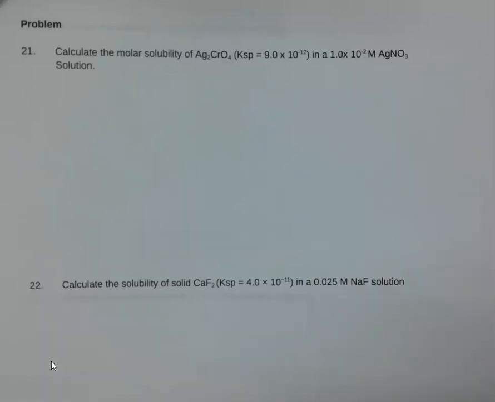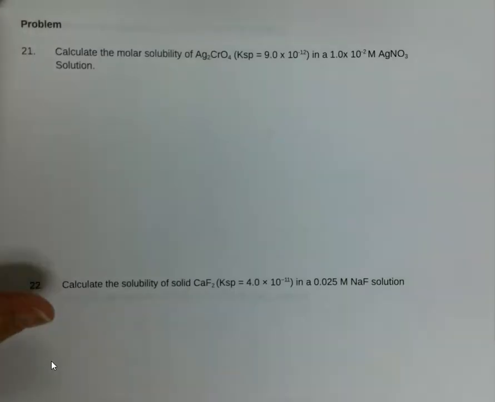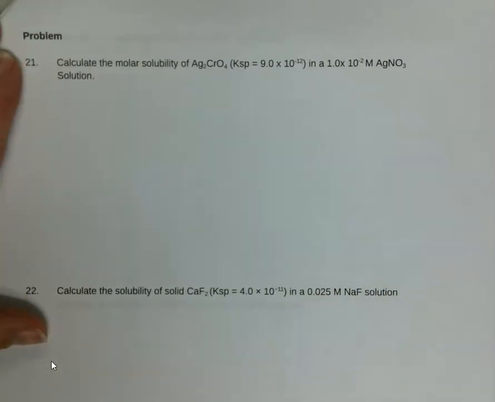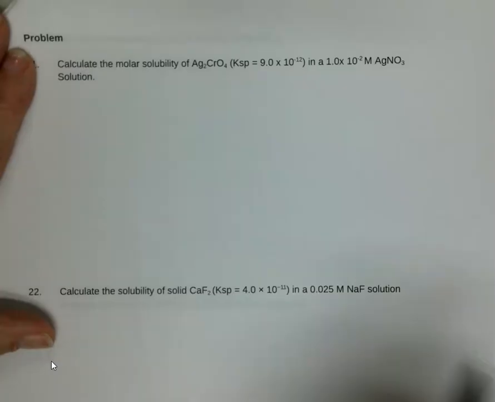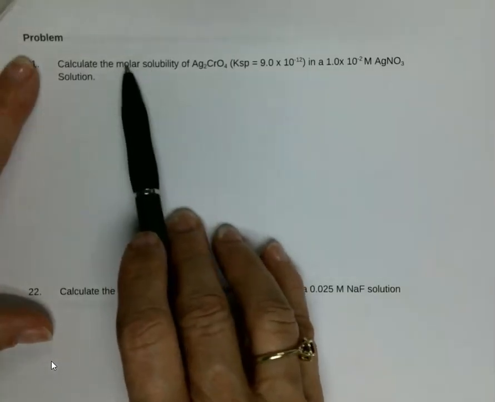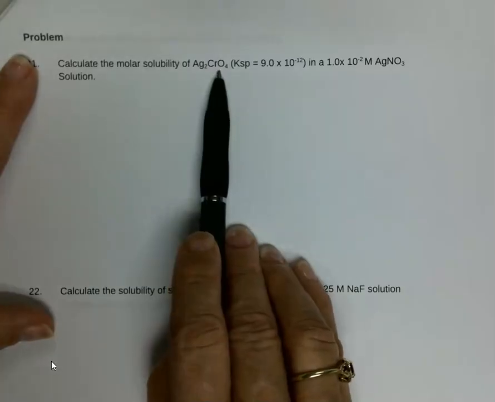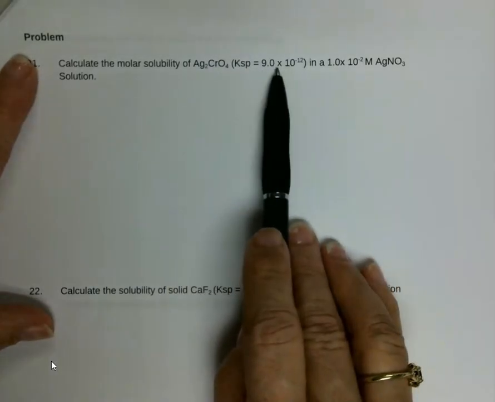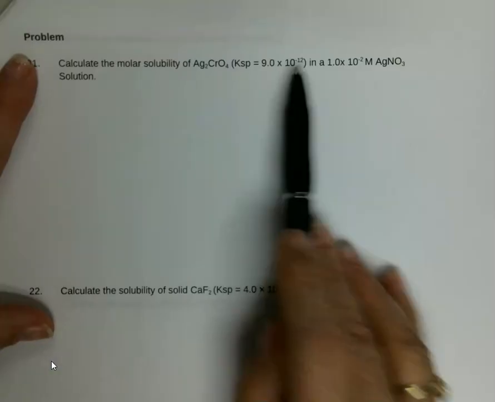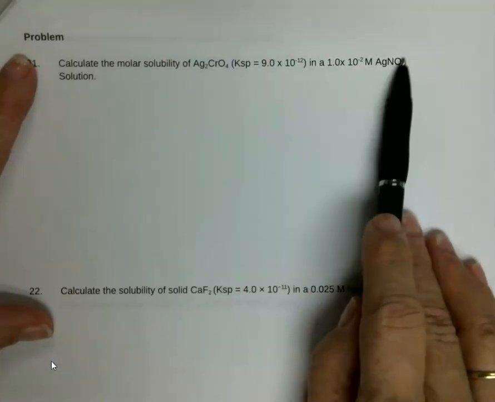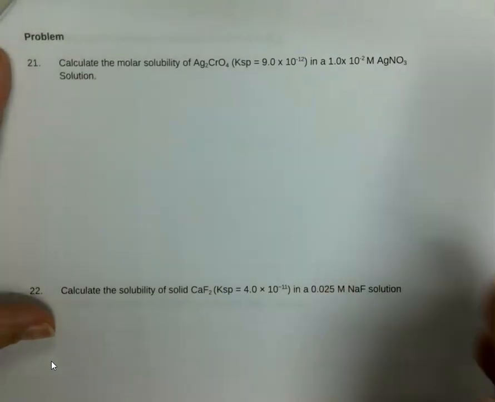Okay, so welcome to this one again. We're going to be working with the solubility of common ion. So again, we're not dissolving this in water, but we are dissolving it in a solution that contains one of the ions. So here's this one. We're going to be calculating the molar solubility of silver chromate, which has a Ksp value of 9 times 10 to the negative 12, and we're going to be putting it into a silver nitrate solution.